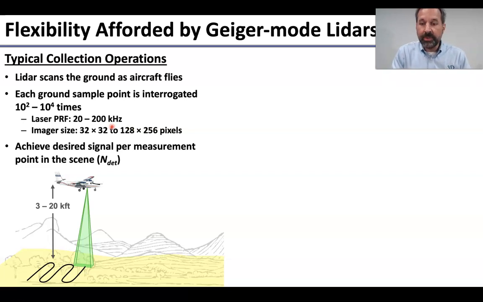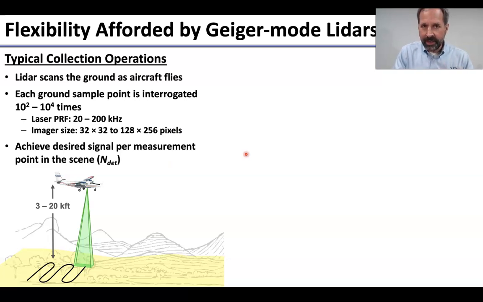There's a big variation because there's a lot of variation in what you're trying to do and accomplish. The imagers that we project onto the ground, or that we image the ground with, range from 32 by 32 pixels up to some of the biggest ones today, which are 128 by 256s. So high numbers of pixels, high measurement rates. And we plan our data collections so that we collect the desired amount of signal per resolution element or per measurement point on the ground.